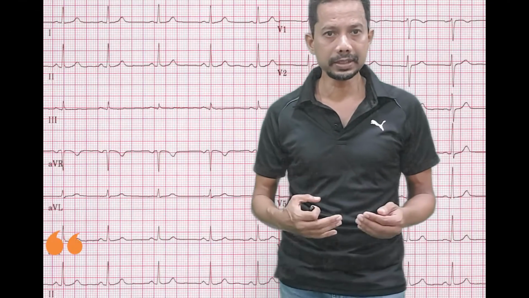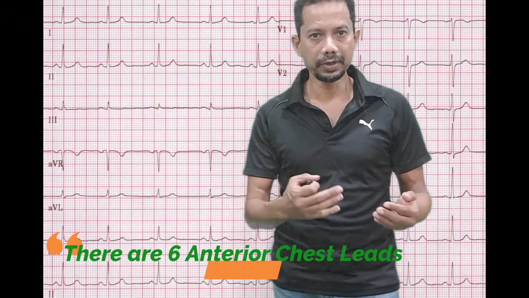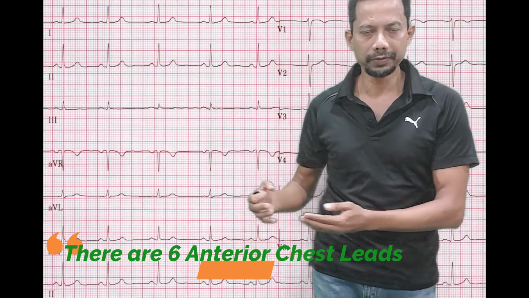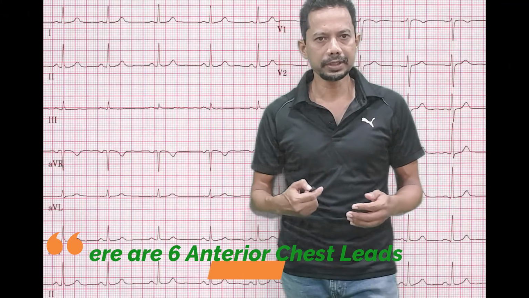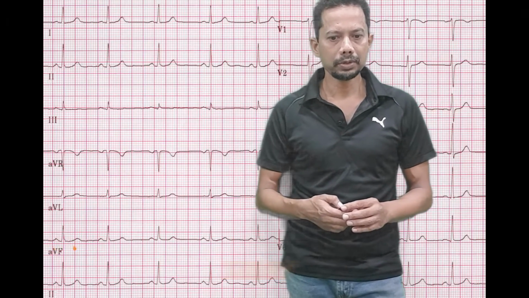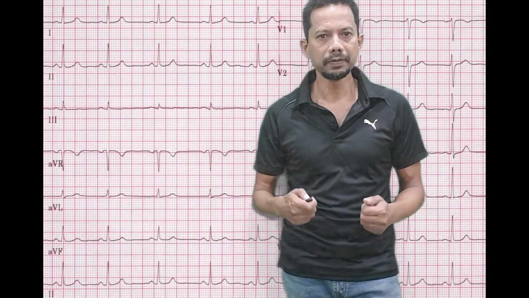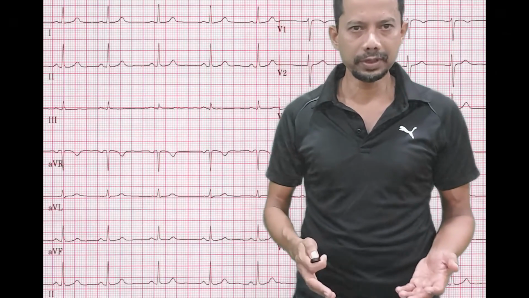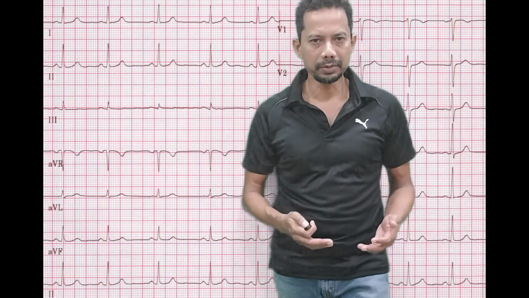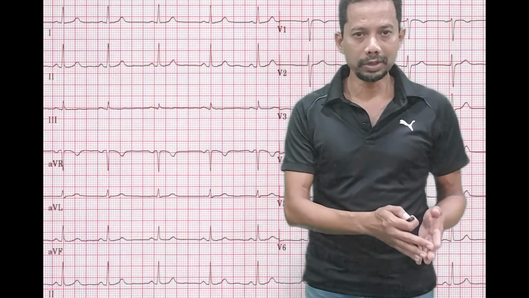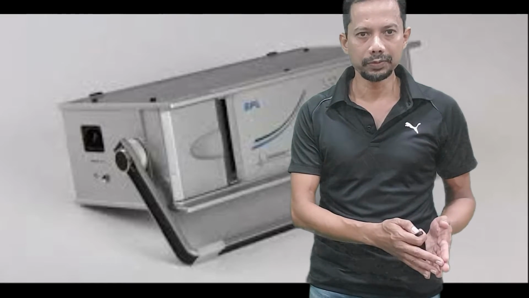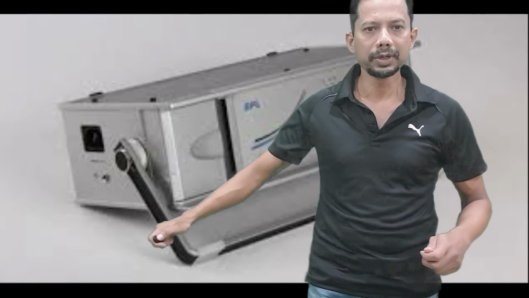Then we have 6 anterior chest leads, V1, V2, V3, V4, V5 and V6. And in this video we will discuss how to take an ECG physically. When we were under training, we had to take ECGs also, on the old machines which had everything manual.